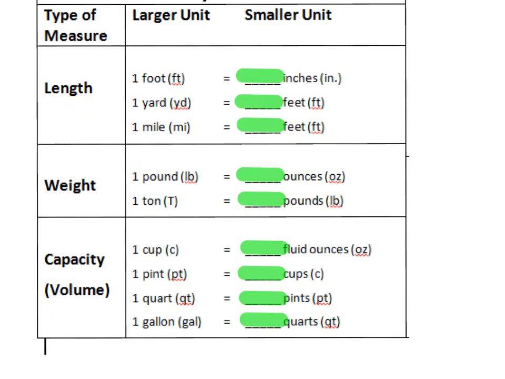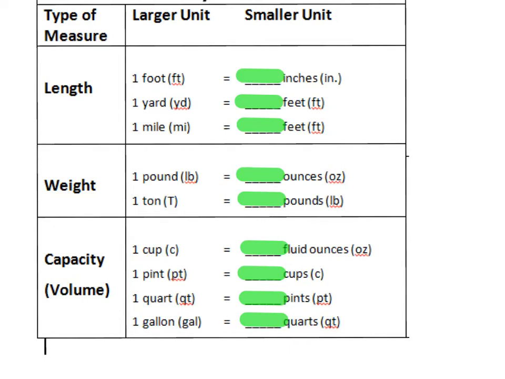So the first thing that you need to do is to have a chart like this. You need to know your basic units of length, weight, and capacity, which means our volume, and their conversions. So go ahead and pause this recording and make yourself an index card with this information on it, or you can actually find this on the back cover of your textbook. But these are important measurements to know.